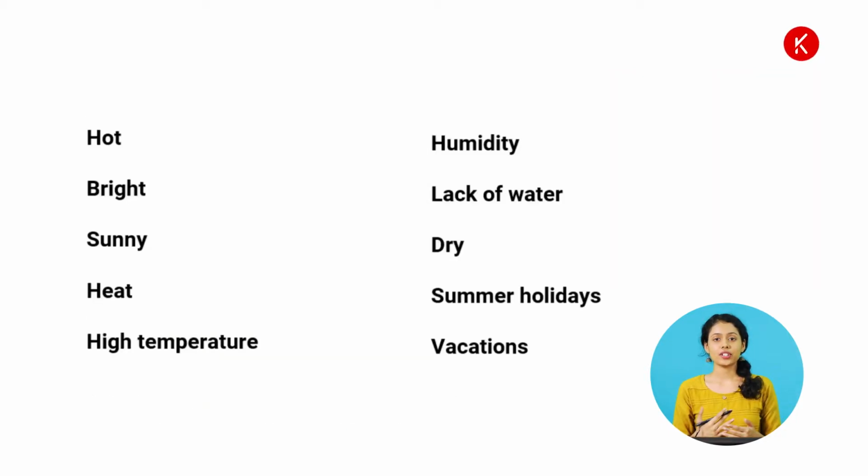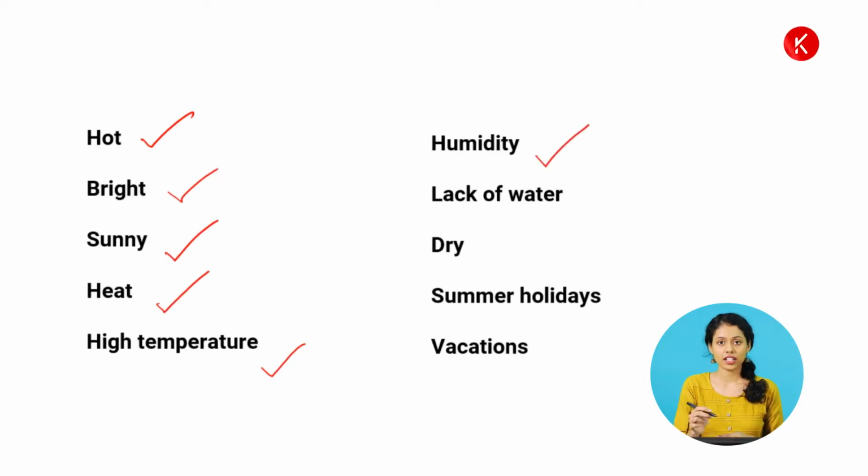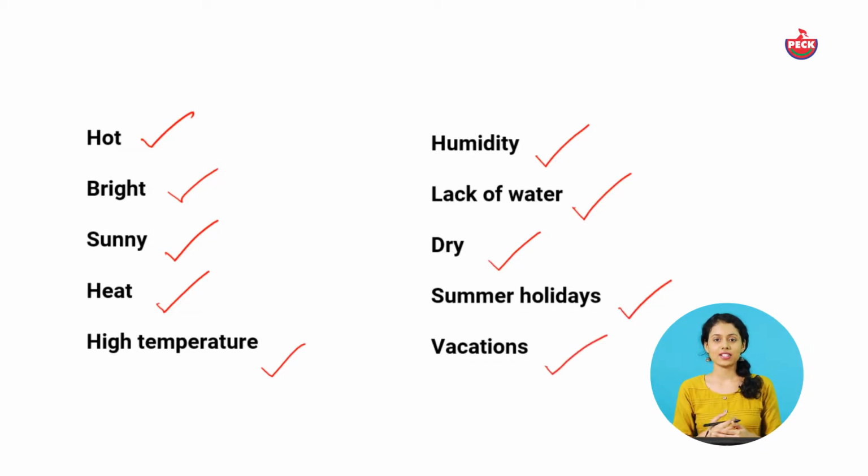Now, let's look at the different words associated with the summer season. Hot, bright, sunny, heat, high temperature, humidity, lack of water, dry, summer holidays, and vacations. Now let's look at the next season.